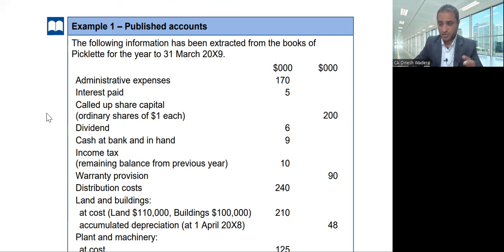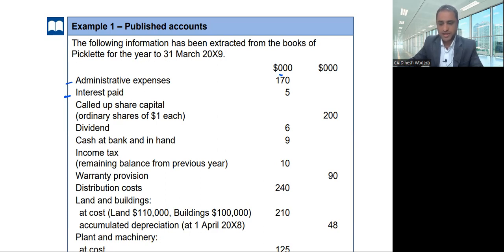So let's focus on the question. Don't forget your basics. If your basics are strong, definitely you will be easily able to get marks from this question. The question says the following information has been extracted from the books of P for the year ended 31st March, let's say 2019. So what do we have here? We have administrative expenses, we have interest paid, rupees are in thousands, let's say 5,000.